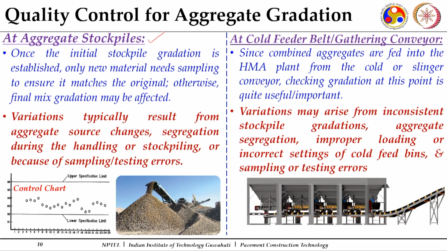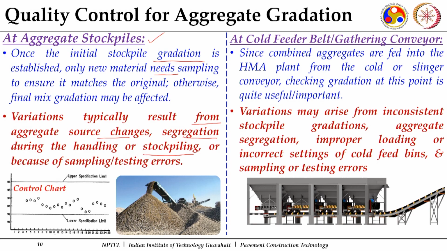Now, as I mentioned, what can be there at the stockpiles. So, these different stockpiles are there. Once the initial stockpile gradation is established, because while doing the job mix determination, the combination proportioning, we will look into the stockpile gradation. This can change, specifically if some new materials are added to it. Then definitely the stockpile gradation is going to change. Otherwise, what variations can be possible? It is because of some aggregate source change, the source of the natural rock which was used is different.